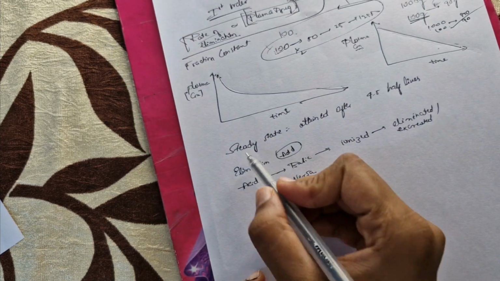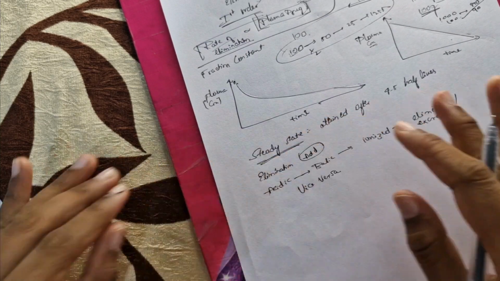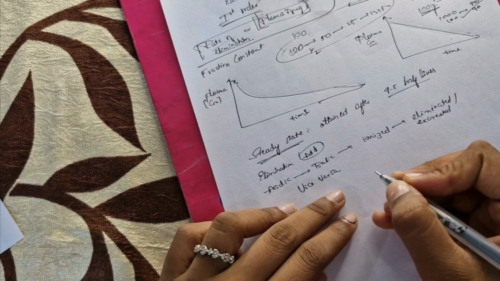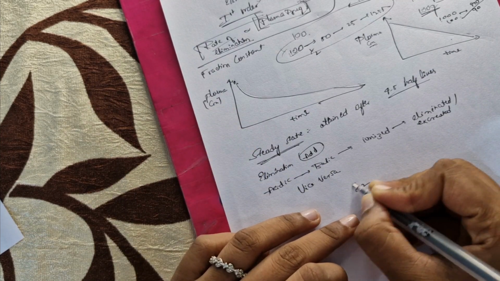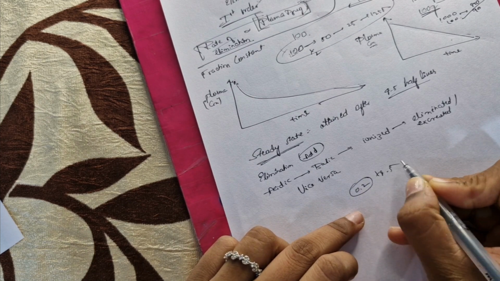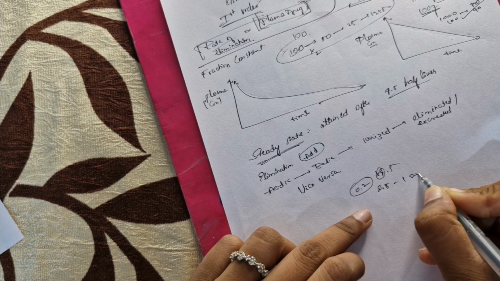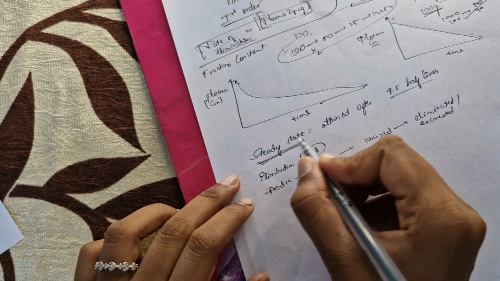The steady state, when we say steady state, means the plasma concentration will remain constant. It is attained at 4 to 5 half-lives. If you think the half-life of a certain drug is 0.2 seconds, then after multiplying by 4 to 5, after 0.8 to 1 second, it will attain the steady state of the drug that we can see in the plasma.